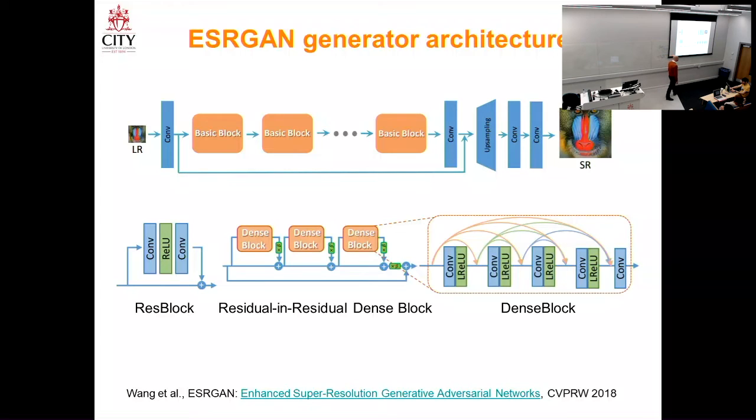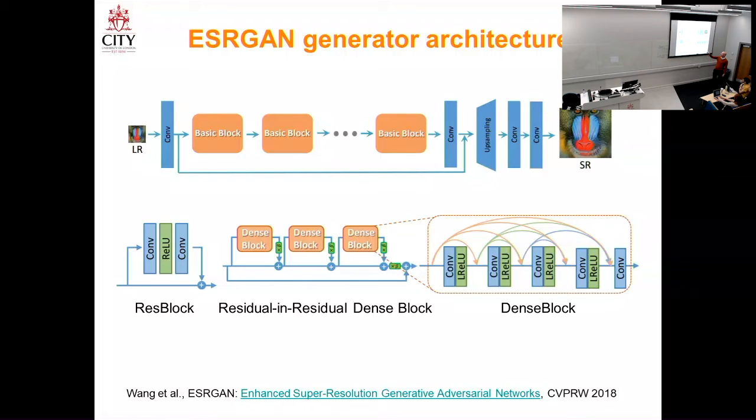Here's the architecture for ESRGAN, and what we're looking at here is the generator. The generator is the one taking low resolution images and making them high res. If you look at this, it actually doesn't look that different from EDSR. We're going to take the low res image and convolve it. We're going to get some feature maps.